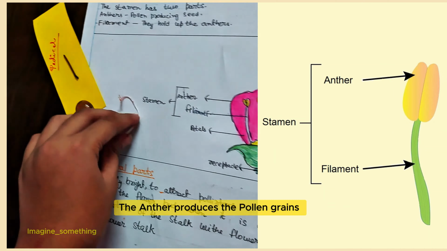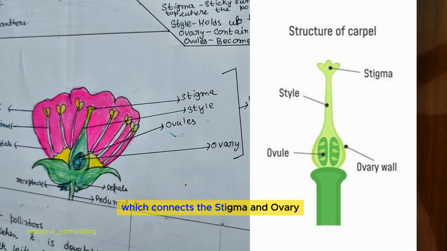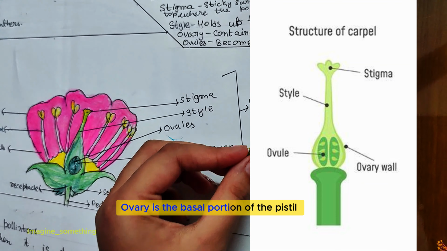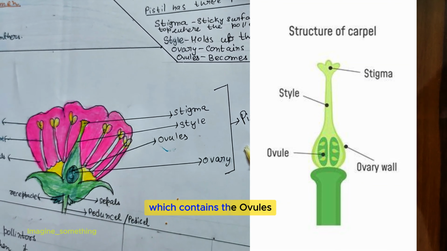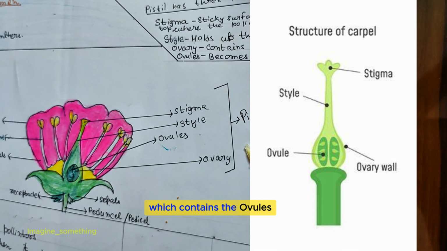The next part is Gynoecium. It is the female reproductive part known as pistil or carpel which has 3 parts, stigma, style and ovary. The stigma is the sticky and the topmost part of the pistil. Style is the long stalk which connects the stigma and ovary. Ovary is the basal portion of the pistil which consists of the ovules, the female sex cells.